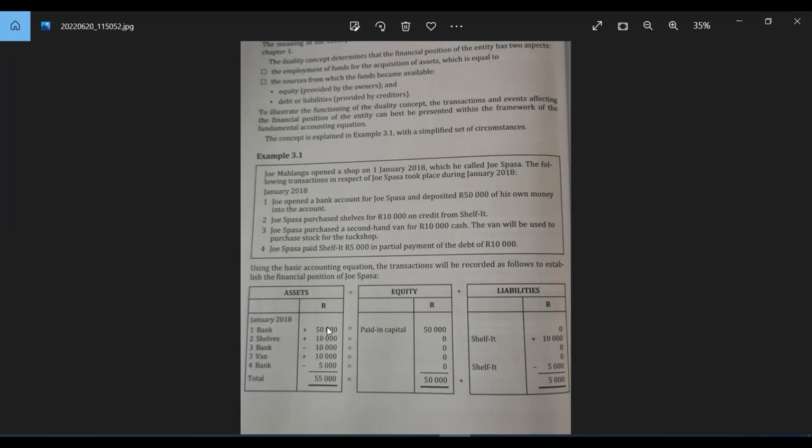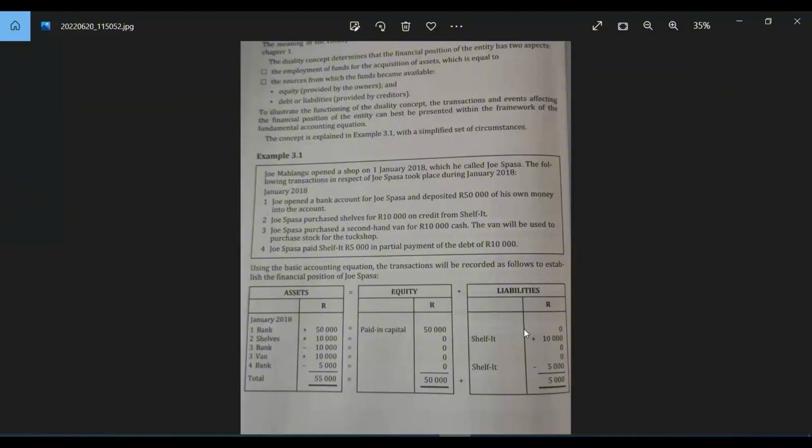And then the bank account would have also increased, and bank is an asset. So here we see bank increased by 50,000. And we can see that our accounting equation balances because A equals O, owner's equity, plus liabilities. Here they didn't have the word owner's, but it's owner's equity plus liabilities. Your liabilities would be 0. So 50,000 equals 50,000 plus 0. So it balances.